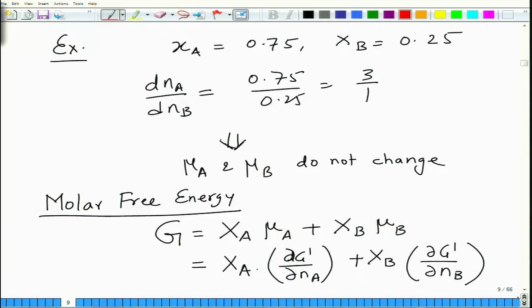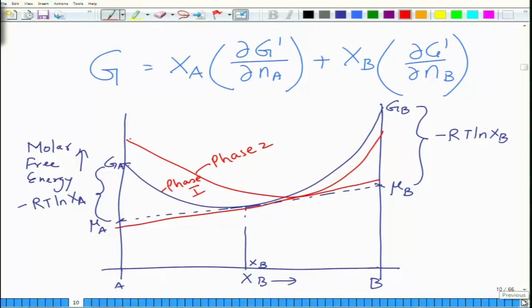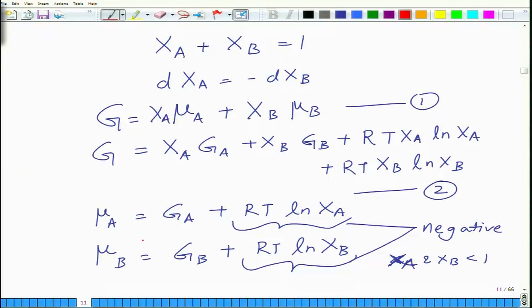In the context of binary systems, the molar free energy can be the sum of the partial molar free energies: mu A, the partial molar free energy of A, multiplied by the fraction of A, plus the partial molar free energy of B multiplied by the fraction of B. This can be equated with the overall free energy equation to give you the magnitude of mu A and mu B. So the chemical potential of A in a phase is equal to the molar free energy of A plus RT ln XA, and the chemical potential of B is equal to the molar free energy of B in that phase plus RT ln XB.